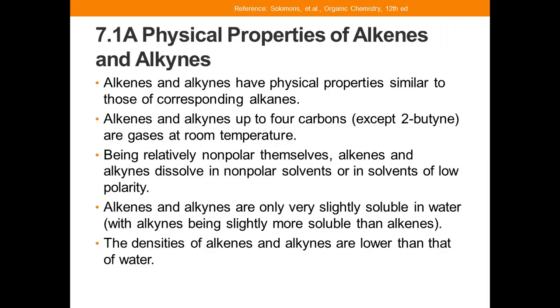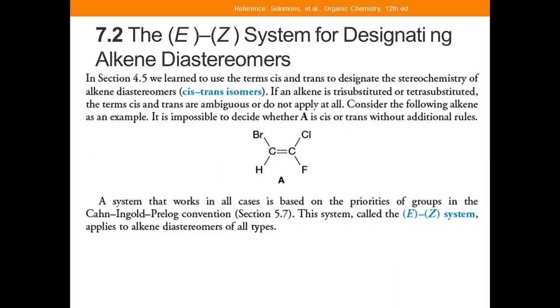Okay, so for naming our alkenes, there is a way of naming them, the E-Z system. We've learned before in chapter 4 about the cis-trans isomers, no? Cis-trans alkene.